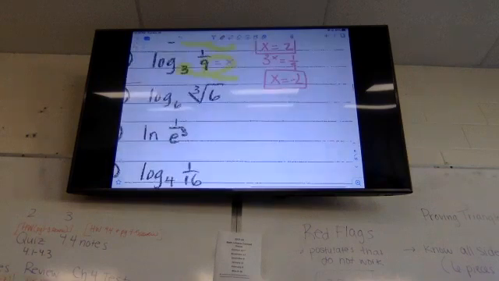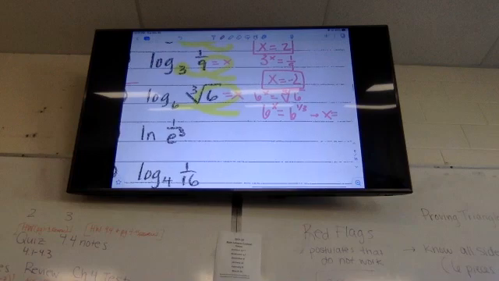Okay. Just going to log roll this guy, and then I'll see what's going on. I've got 6 to the x equals the cube root of 6. As we've done a couple times now, remember radicals become a fraction as exponents. So 6 to the x equals 6 to the 1/3. So x equals 1/3.